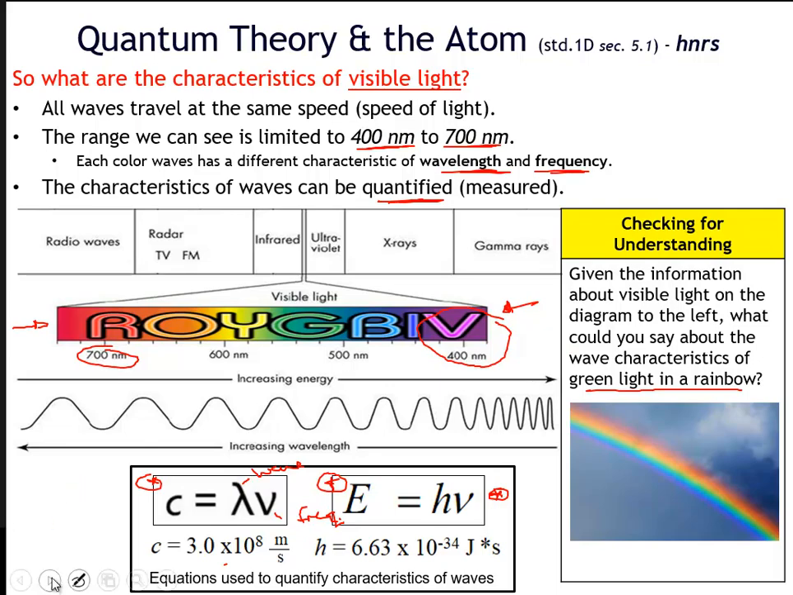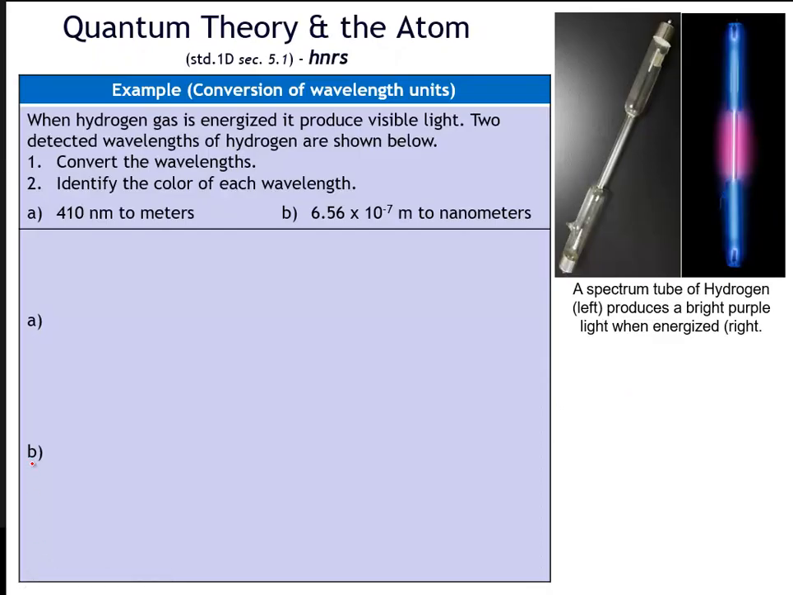Let me move on to the next question. When hydrogen gas is energized, it produces visible light. Two detected wavelengths of hydrogen are shown below. Here's one wavelength of light that we see from hydrogen. Here's another one. You've seen this in class as the color of hydrogen.